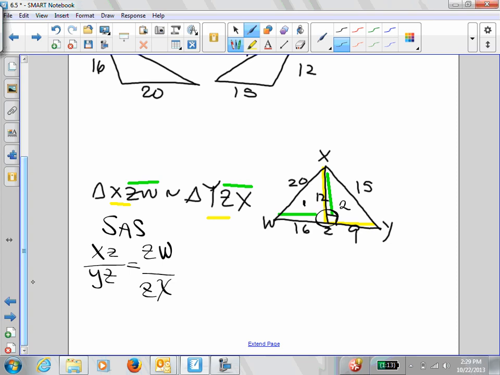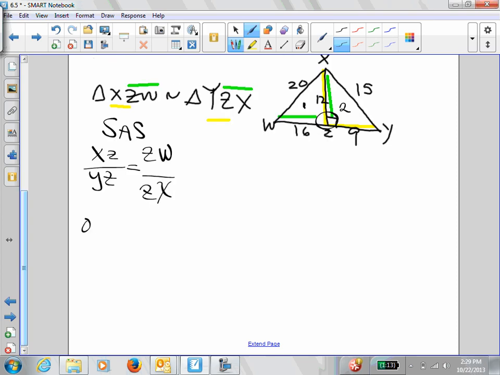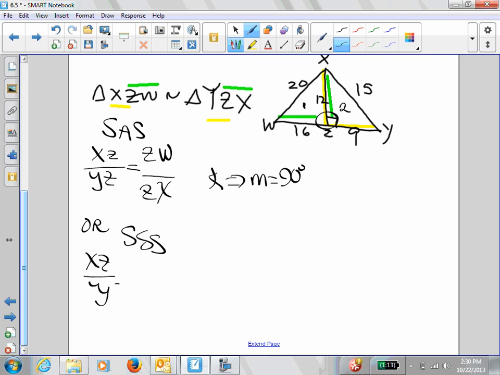Okay, and then what would be the other one that I could use? Then I have a right angle. What would my second option be for that triangle? What do you think? Only 2 people know? Allison? Sure, why couldn't I use side, side, side? I've got 3 sides on one triangle and 3 sides on the other. I would need to say that XZ over YZ, ZW over ZX, and what's my last option?